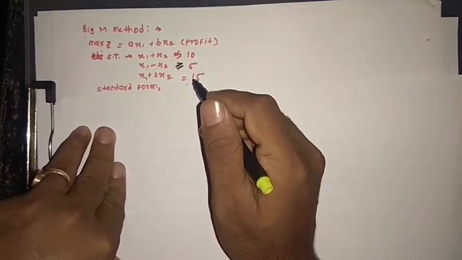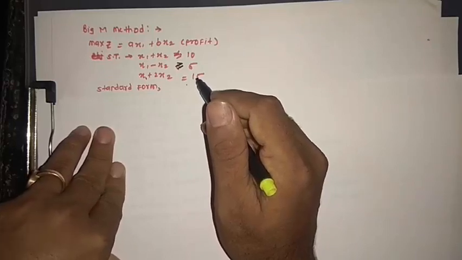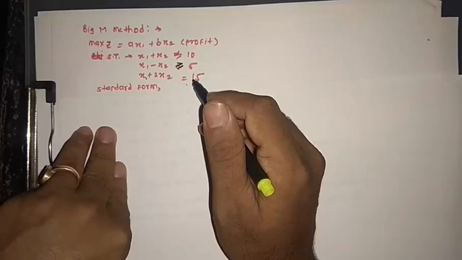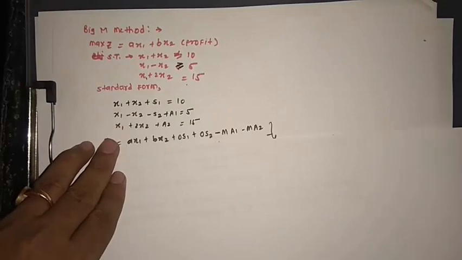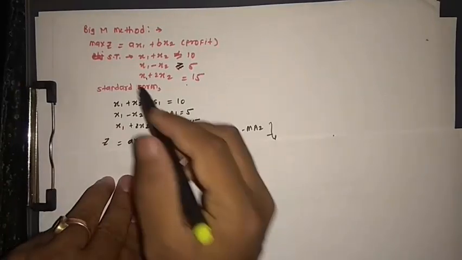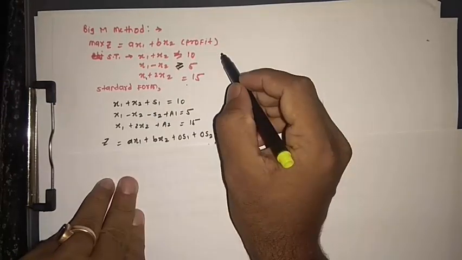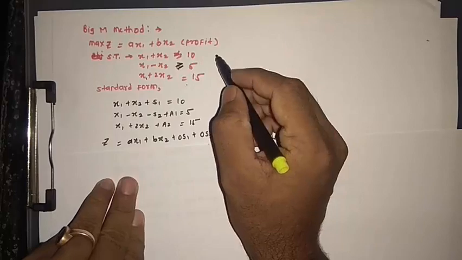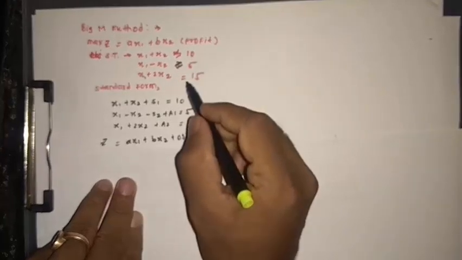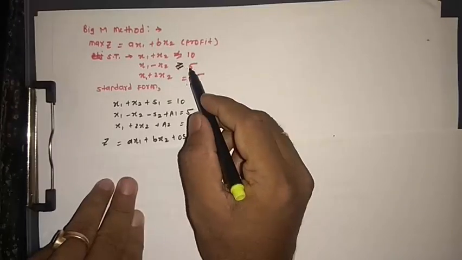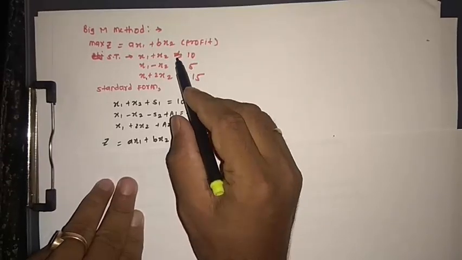But whenever we go for linear optimization, there is a basic assumption that our variables should be non-negative. That means they must have a value greater than or equal to 0. Whenever we solve this linear optimization problem by the BigM method, we have to convert the basic problem into the standard form. First we discuss how to convert the constraints into standard form, so we have to convert the inequality signs into equality signs.